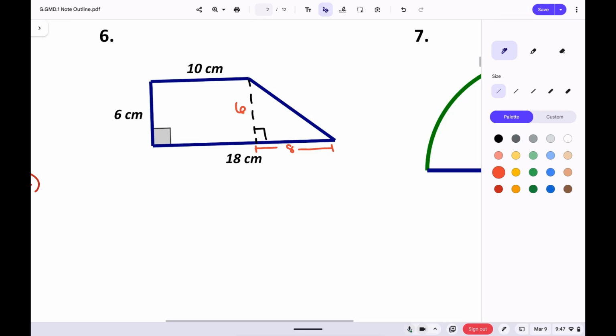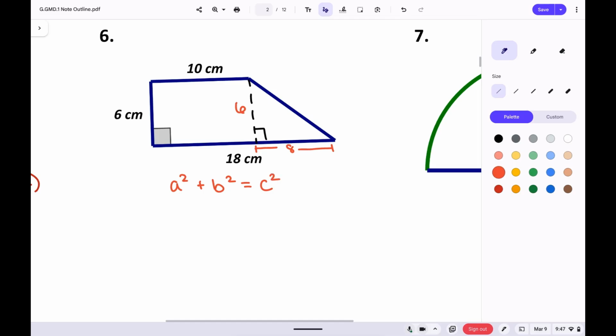We know it's a right triangle. So what do we know about right triangles that help us find sides? Well, you could use tangent if you want to, but you don't know those angles. Or something else. Pythagorean theorem, which says what? A squared plus B squared equals C squared.